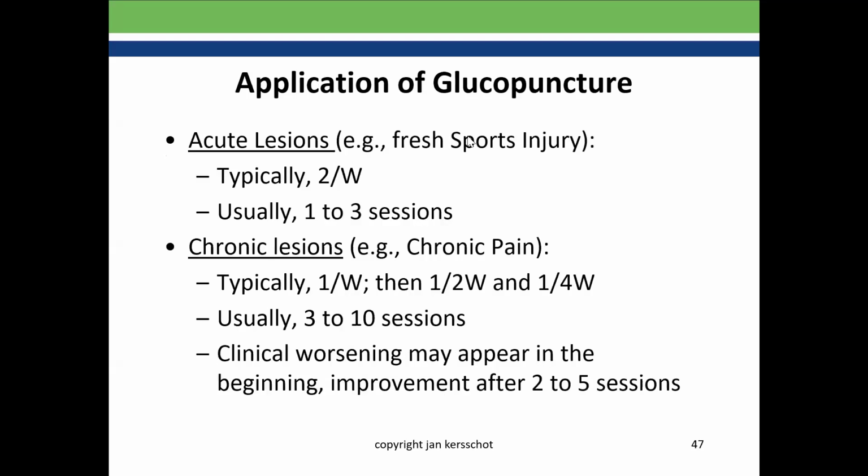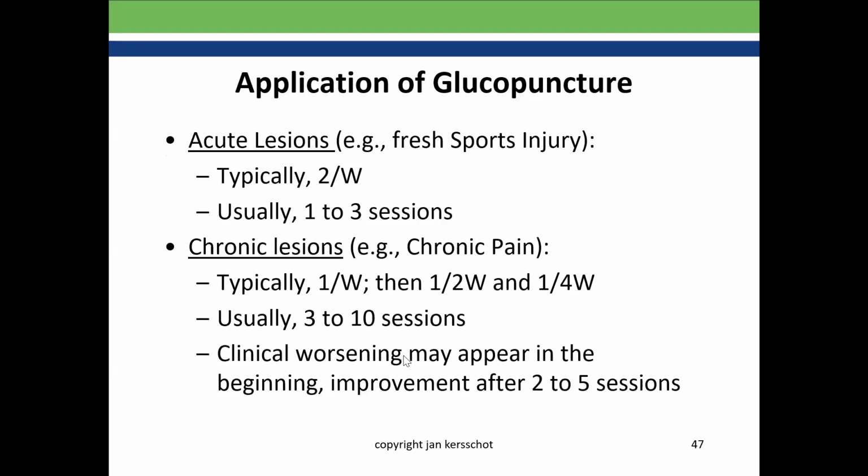The application is typically, in fresh lesions, even twice a week, and we take 1, 2, or 3 sessions. If it's chronic, we usually start with once a week, then we go to every 2 weeks or every 4 weeks. This is a big difference with prolotherapy, where we always have to wait 4 to 6 weeks for the next session, because the proliferation takes about a month.